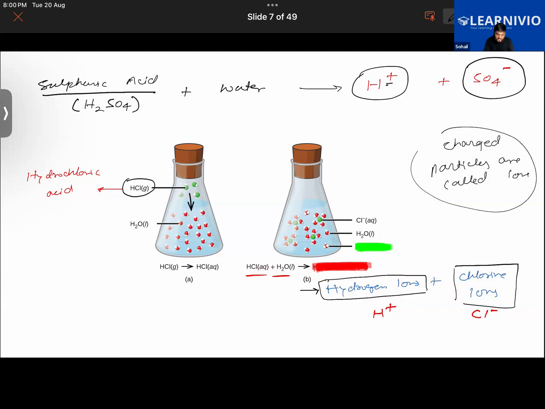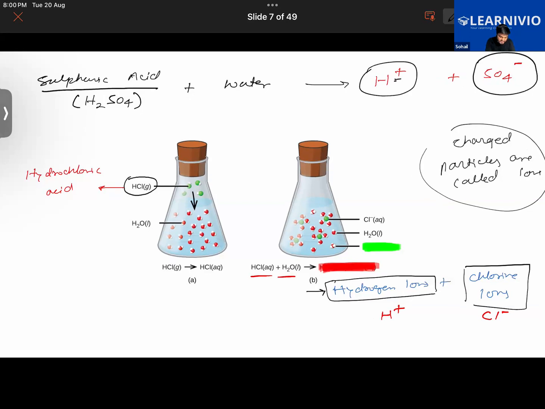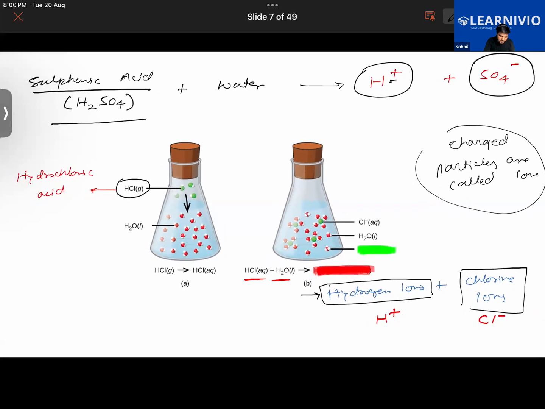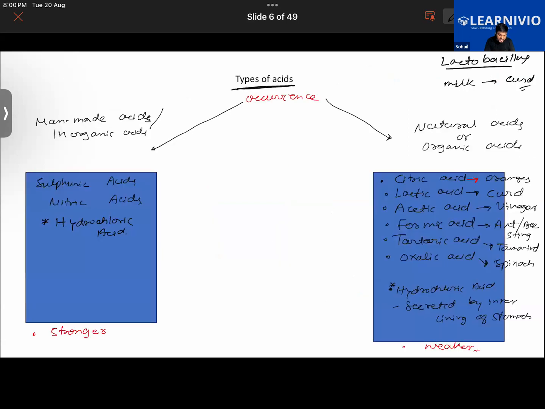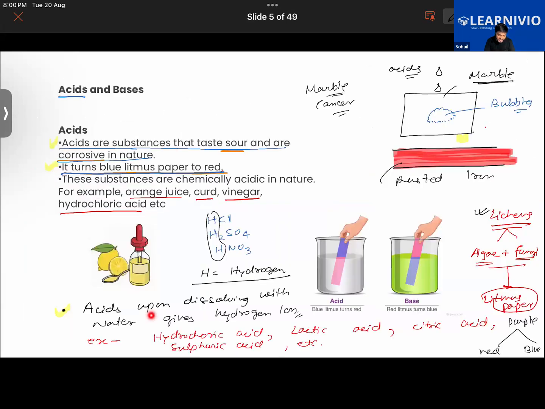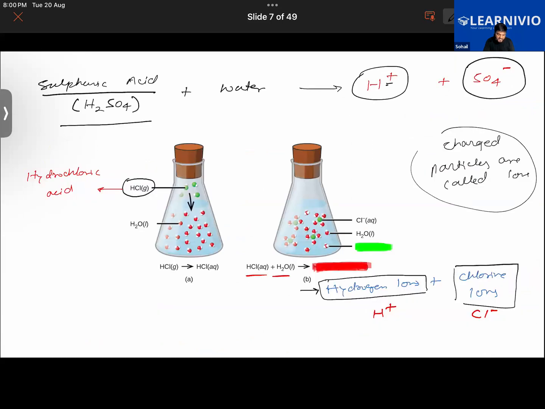If it were a sulfuric acid like this one, it will break into hydrogen ions and sulfate ions. Getting it? I have explained this because earlier I told you guys that acids upon dissolving in water give hydrogen ions. Acids upon dissolving in water give hydrogen ions. So that I explained with this.